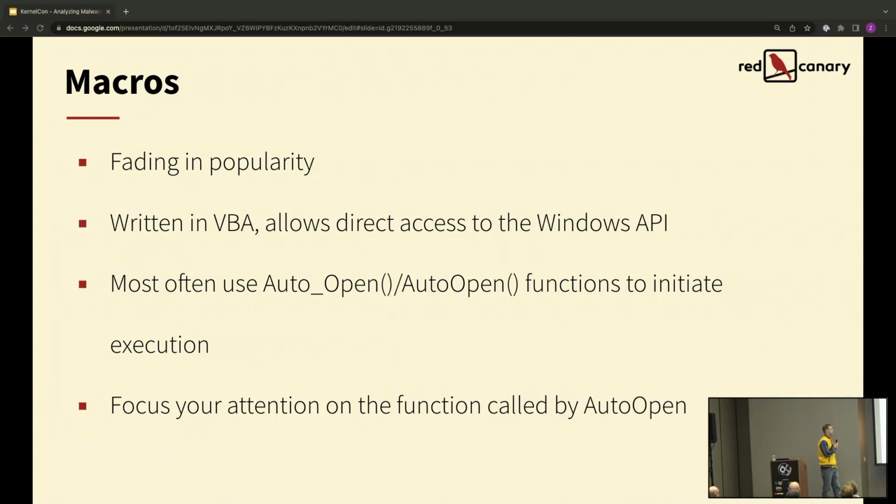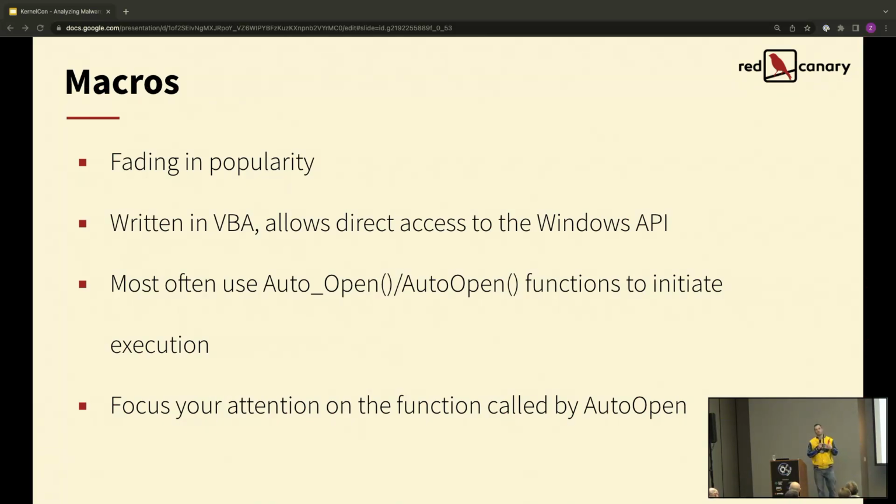So now we'll pivot on to macros a little bit. Macros have been fading in popularity ever since Windows made the decision that any Office documents with macros that have been downloaded from the internet shouldn't be able to execute, and making that a default decision. So we saw a lot of adversaries moving to other execution styles like LNK files. But macro files are written in VBA, and they allow for direct access to the Windows API. That's super powerful because it allows adversaries to do anything that you'd really want to do on the operating system inside of the VBA code.